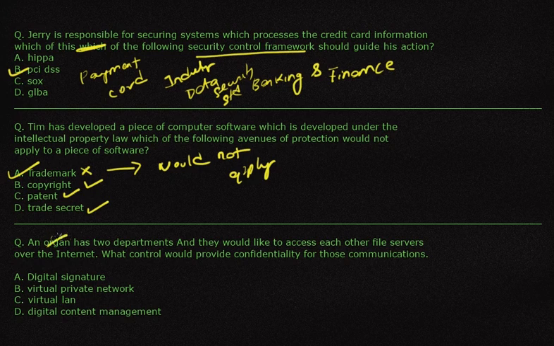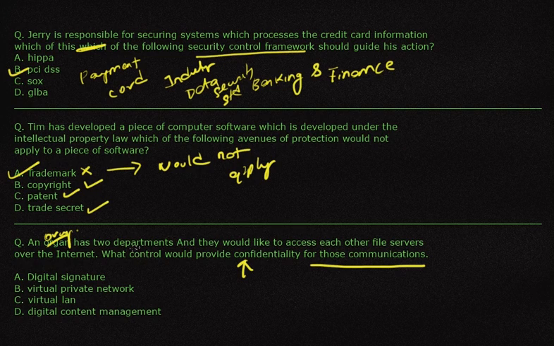An organization has two departments and they would like to access user file servers over the internet. What control would provide confidentiality for those communications? Focus on the keyword here. Confidentiality is mentioned.